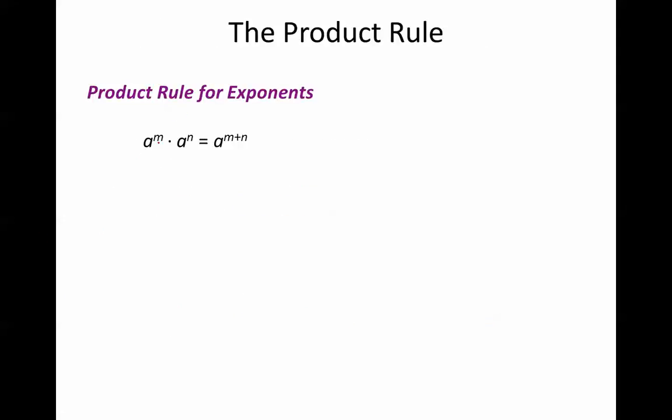Okay, the product rule for exponents. Now when you're multiplying with like bases, you can simply add the exponents together. So a to the m times a to the n is equal to a to the m plus n. So if we have r to the 5th times r, we can just add the exponents together. Now make sure you realize that this r is to the 1st power. If you don't see an exponent there, it's to the 1st power. So this would just be equal to r to the 6th. Just add the exponents together.